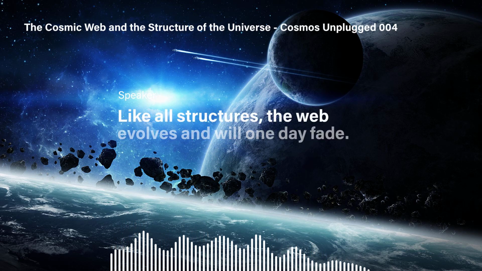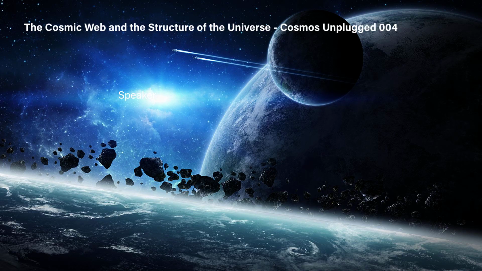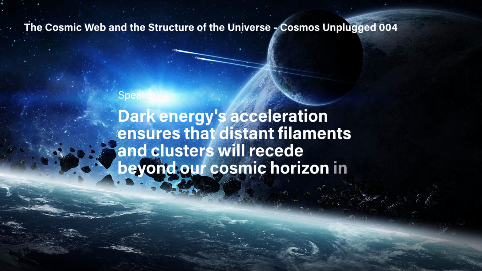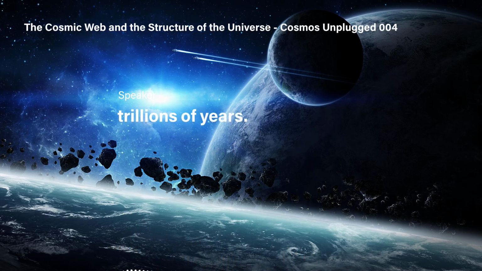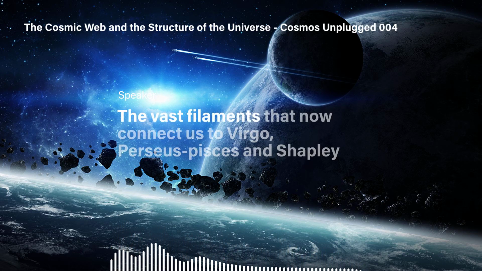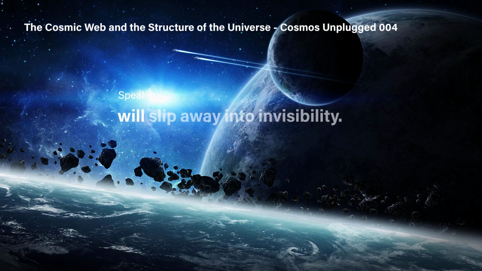Like all structures, the web evolves and will one day fade. Dark energy's acceleration ensures that distant filaments and clusters will recede beyond our cosmic horizon. In trillions of years, only the local group and its merger remnant will remain visible. The vast filaments that now connect us to Virgo, Perseus-Pisces and Shapley will slip away into invisibility.